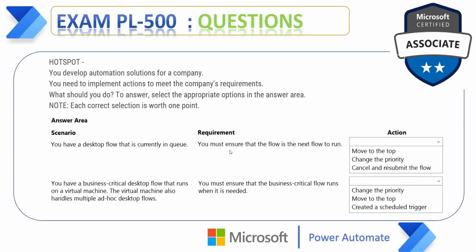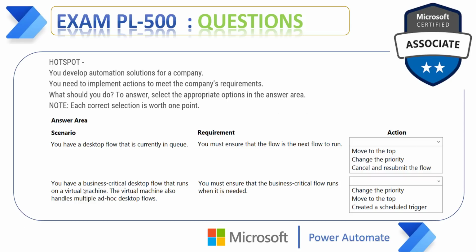As part of this requirement, you have to ensure that the flow is next to run. In that case, what we are going to do, priority wise, is move the next run to top. Out of these actions, what is move to top? We are going to change the priority of a particular run by moving an item to the top of the queue. So that is where you are going to run the next desktop flow, which is next to run, by moving it to top.